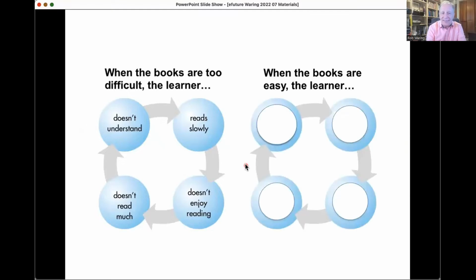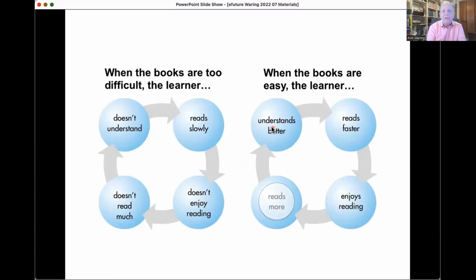However, when the books are easy, the students understand better, therefore they read faster, therefore they enjoy reading, and therefore read more. And it's this cycle we're trying to develop. We're trying to develop this cycle of reading. So the question is, how do you know their level? How do you know what level your students are?